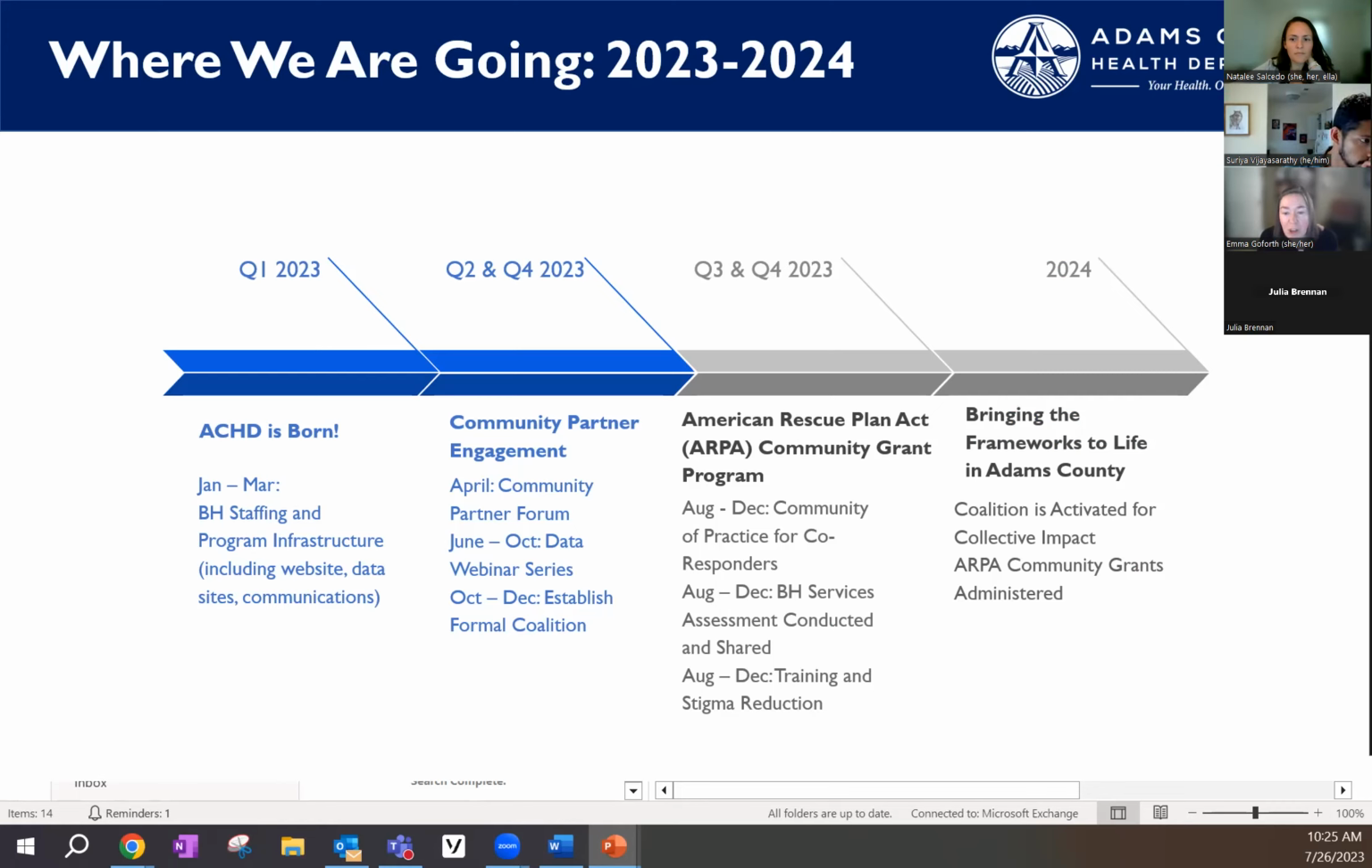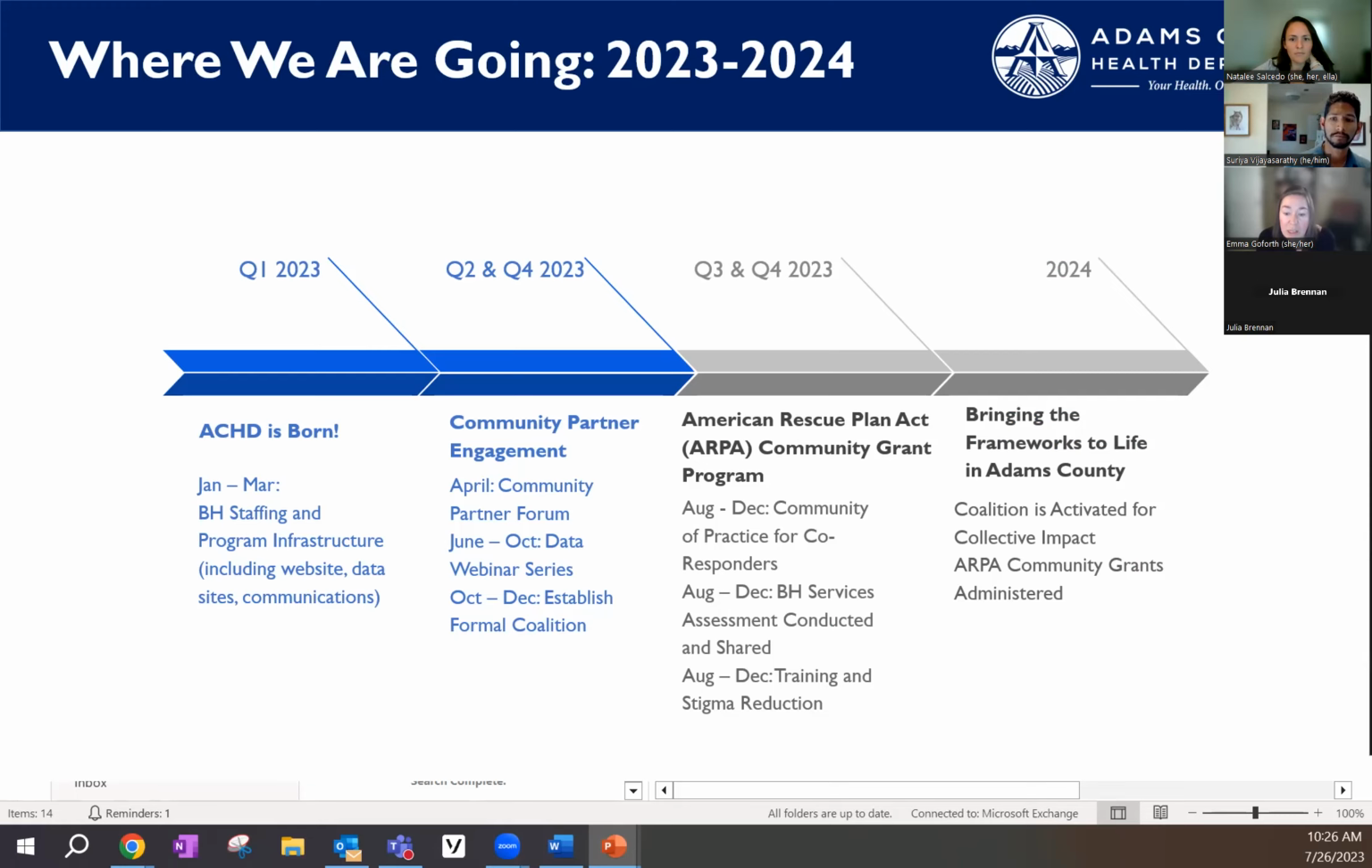And then as we move into the fall, you'll see us begin to start putting together some programming. So we will be convening co-responder programs here in Adams County. We'll be conducting an assessment around behavioral health services and supports. We're beginning to roll out some training around mental health first aid and other stigma reduction activities. And starting in 2024, we'll really be focused on our coalition and activating all of our partners for some collective impact towards this. And some of that will include community grants coming through our ARPA, American Rescue Plan Act funds.